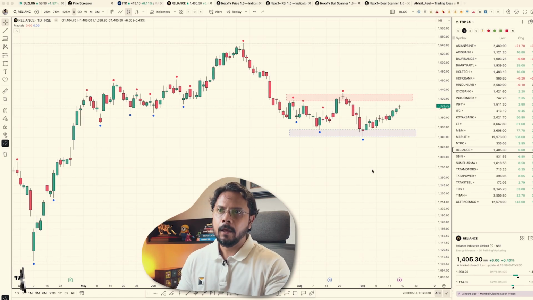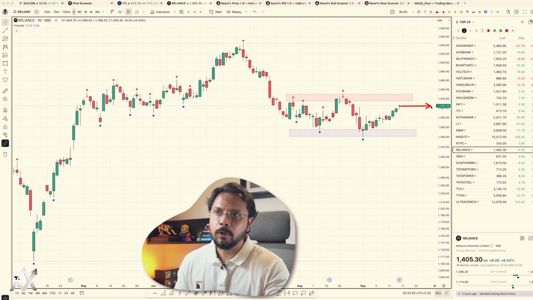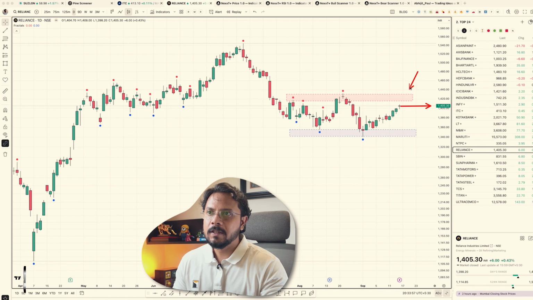So for me, where the stock is right now at 1405, if I tell you this is the range where the resistance seems to be and this is the range where the support seems to be, it's relevant. It makes sense to what I'm saying on this particular chart.